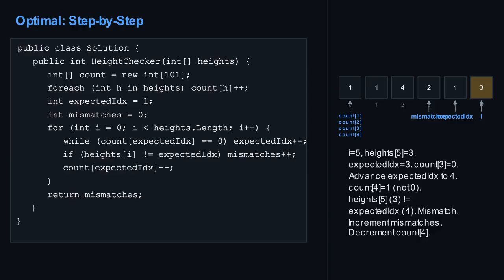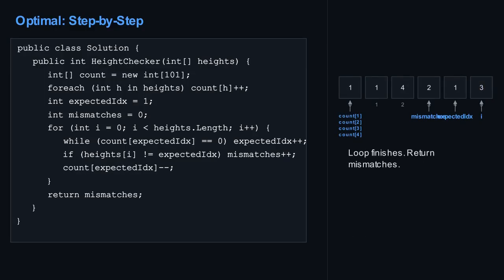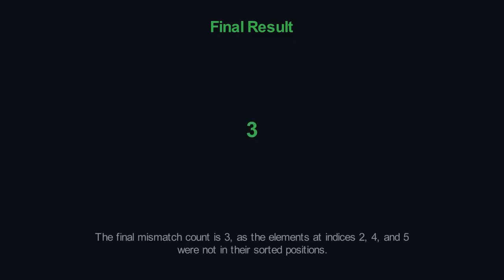Finally, at index 5, height is 3. Expected is now 3. counts[3] is 0, so we advance expected to 4. counts[4] is 1. Current height 3 does not match 4. Mismatch. Increment mismatches. Decrement counts[4]. After iterating through all students, our mismatch count is 3. This is correct because 3 students were not in their sorted positions: the 4, the 1, and the 3.